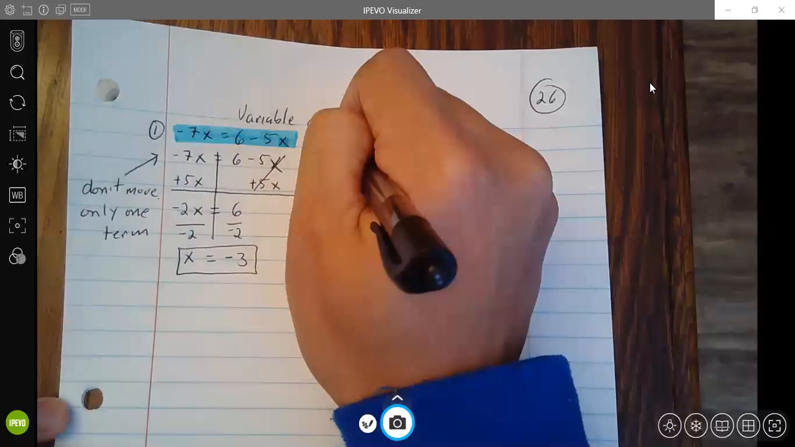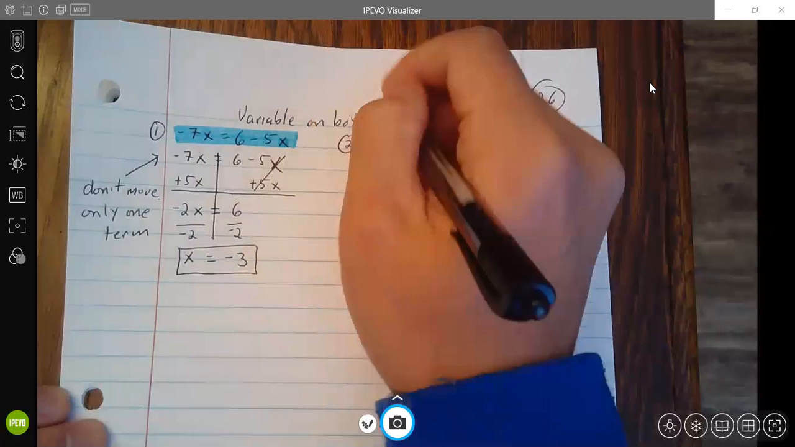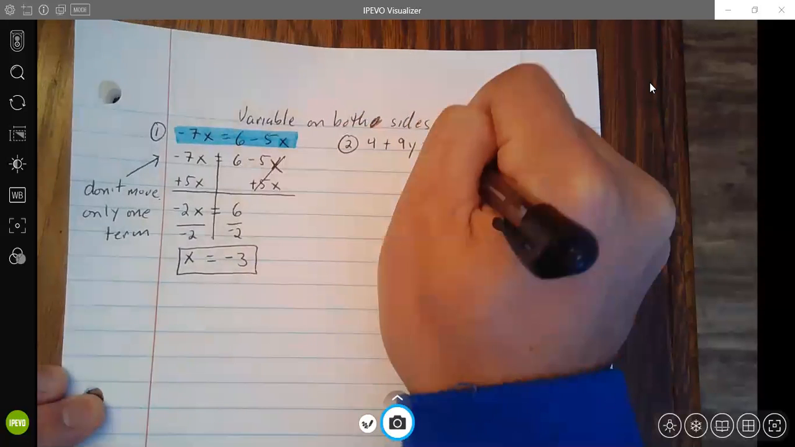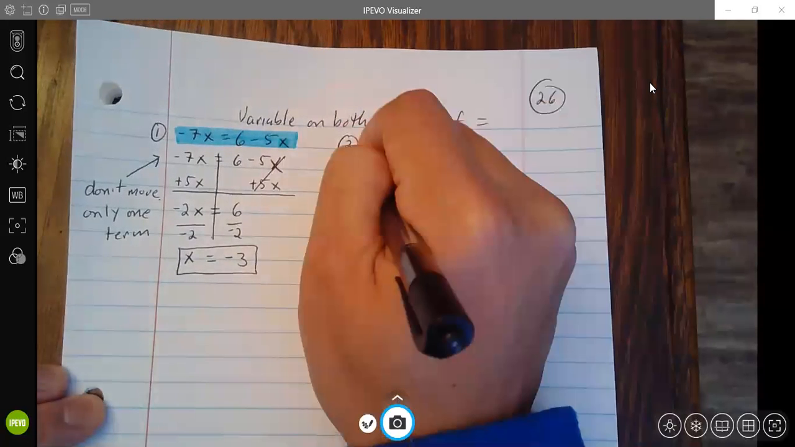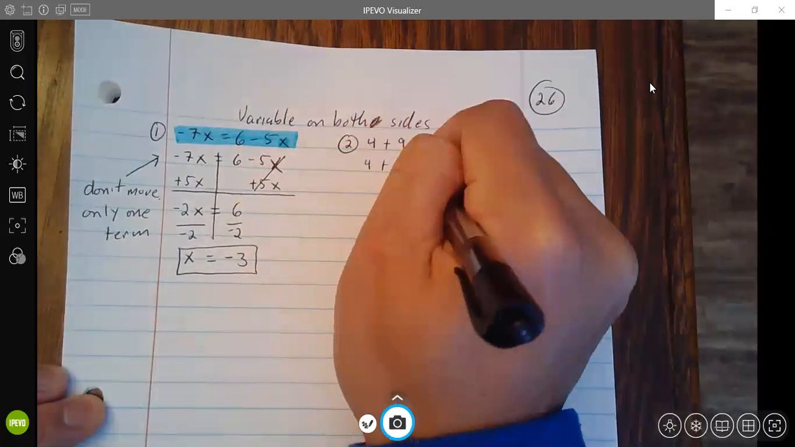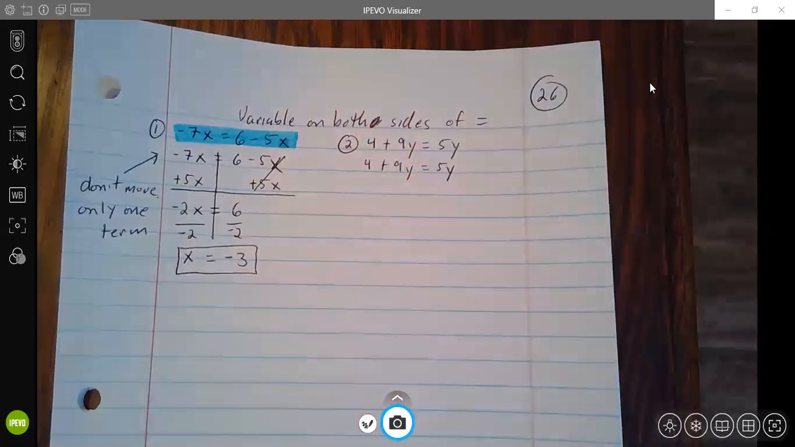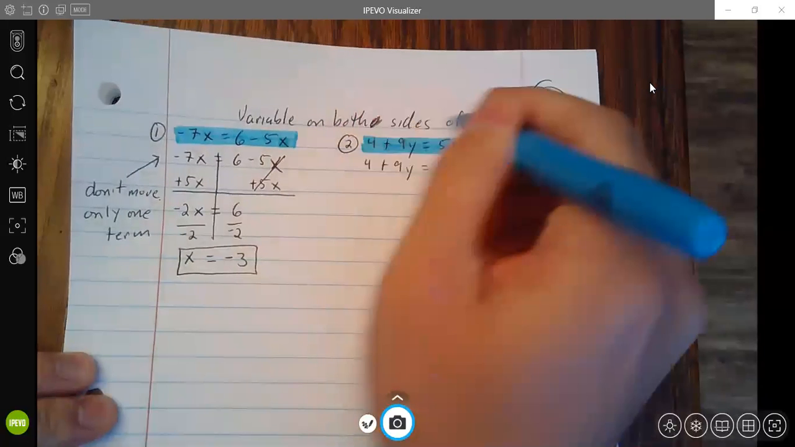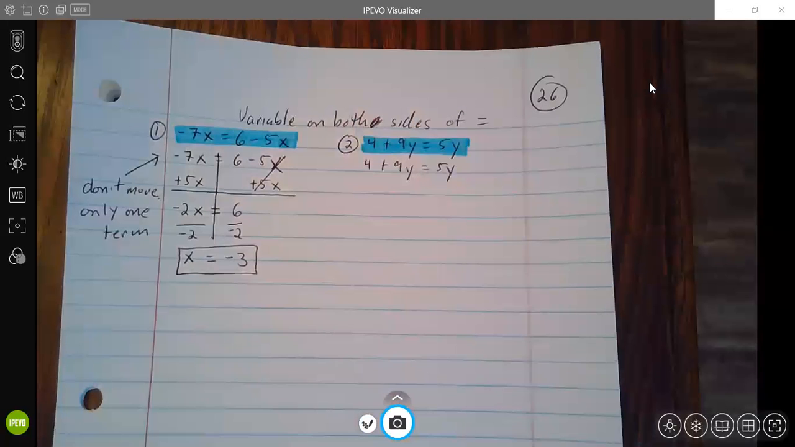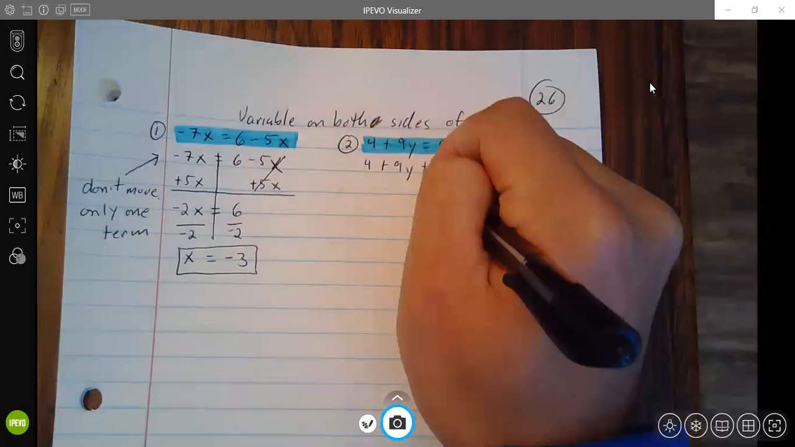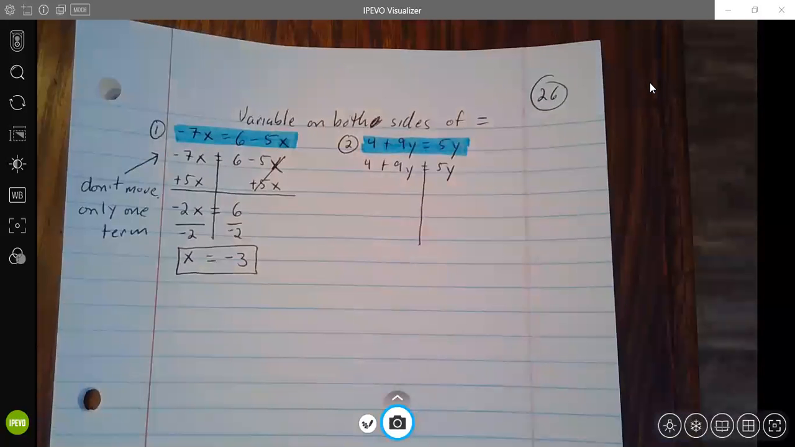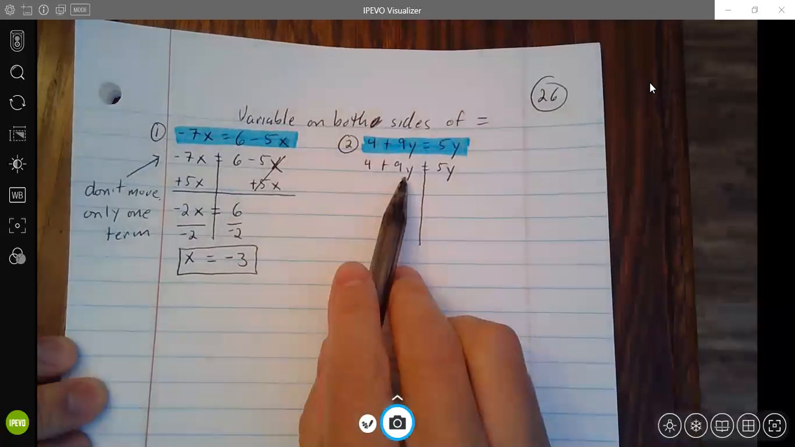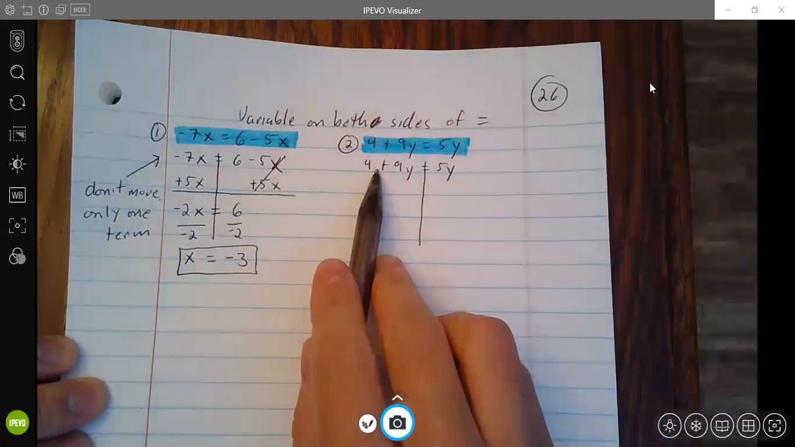All right, the second example I have for you. 4 plus 9y equals 5y. Again, 4 plus 9y equals 5y. Okay, so here's my equal sign. All right, now I got to determine which one to move. I'm going to move the 9, okay, because there's still a 4 left over if I move the 9. The 5, if I move it, there's nothing left over.